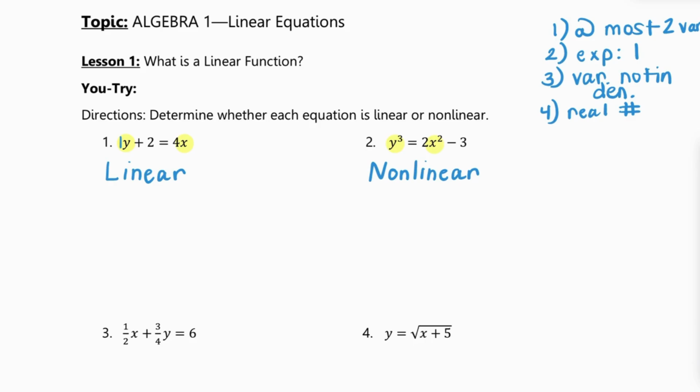Okay. Number 3, we have 1/2 plain old x plus 3/4 plain old y equals 6. Nothing fancy happening to that x. It's being multiplied by a fraction, but that x is not in the denominator. Plus 3/4 y, it's being multiplied by that fraction, but again, not in that denominator. So this would be linear.